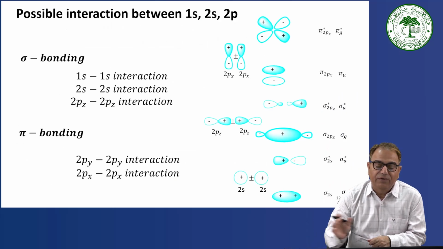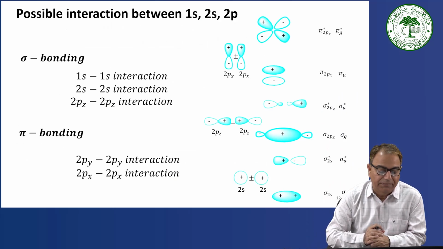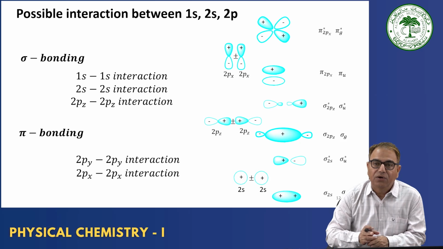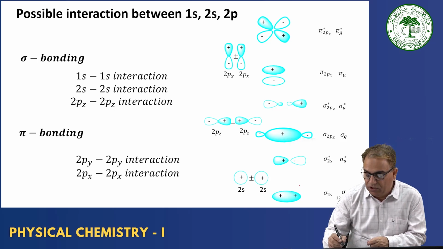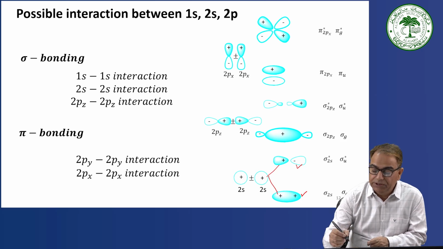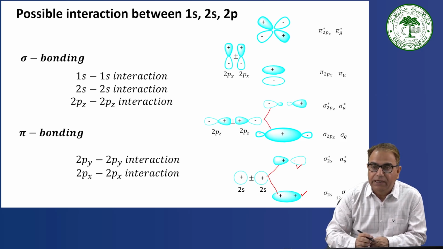Now, what could be the possible combinations for sigma and pi bonding? I said the 1s and 1s combination and the 2s and 2s combination will not depend upon the x, y and z axis, because they are spherically symmetrical orbitals. But 2pz and 2pz will overlap to give you a sigma orbital only when your molecular axis is the z axis. Taking the z axis as the molecular axis, the lowest energy molecular orbitals you get are the sigma 2s bonding and anti-bonding molecular orbitals, coming from the 2s and 2s overlap. Then 2pz and 2pz will overlap to give you bonding and anti-bonding molecular orbitals.